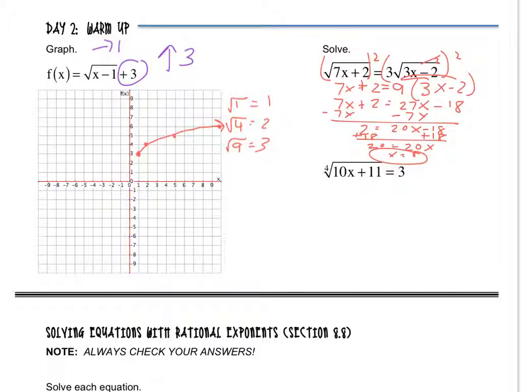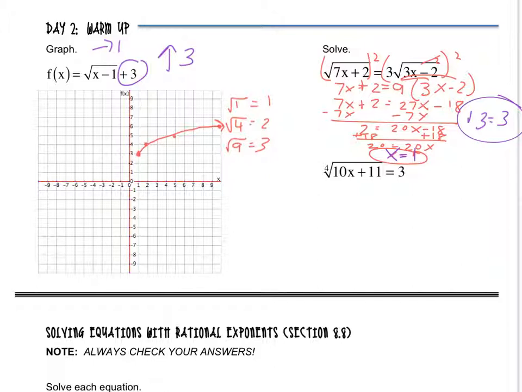So when I check it, I'm going to fill in 1 for x, so 7 times 1 is 7, plus 2 is 9. Square root of 9 is 3. So I'm going to put 3 here. 3 equals, and then on this side I have 1 here. 1 times 3 is 3. 3 minus 1 is 1. Square root of 1 is 1. 1 times 3 is 3. So that works out, and that's awesome. So we know x equals 1.